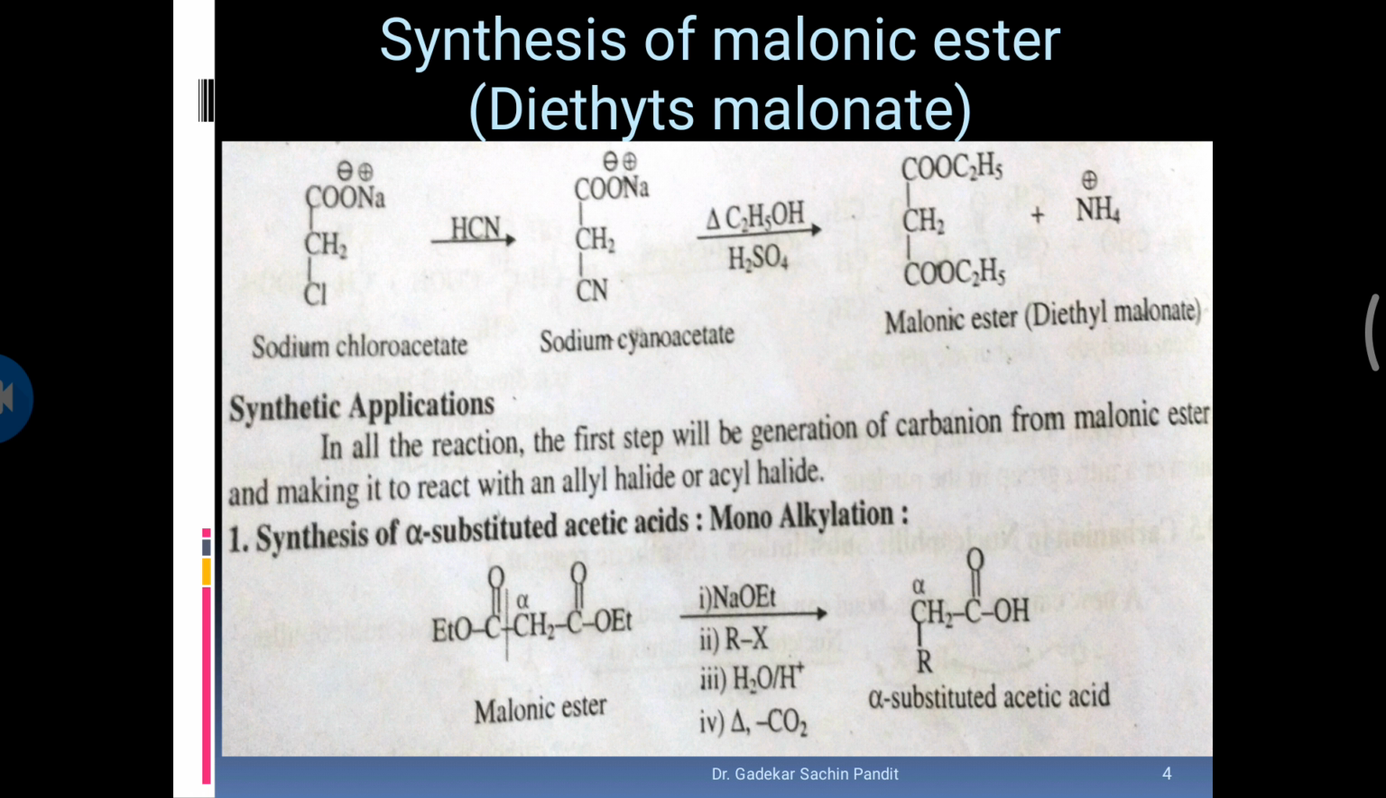First, malonic ester is treated with sodium ethoxide to form the anion of malonic ester, and this anion reacts with an alkyl halide in a substitution reaction, a monoalkylation reaction, and then hydrolysis forms the diacid. This diacid is heated and decomposes, with CO2 removed, to form alpha substituted acetic acid.